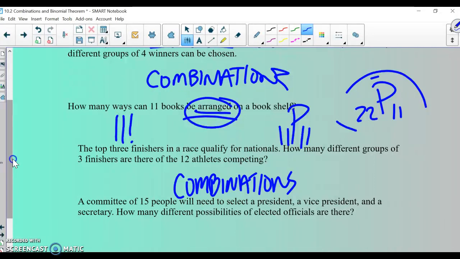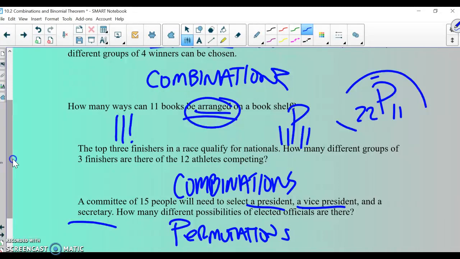But here, I'm giving them distinct roles. I'm saying, hey, one is president, one is vice president, and one is secretary. If I now move the secretary to president and the president to secretary, I've made a different group. I've made a different committee, right? And so this would be a permutations example. The idea is I've made a distinction between those people that are selected. And so that's what tells us that it's permutations.